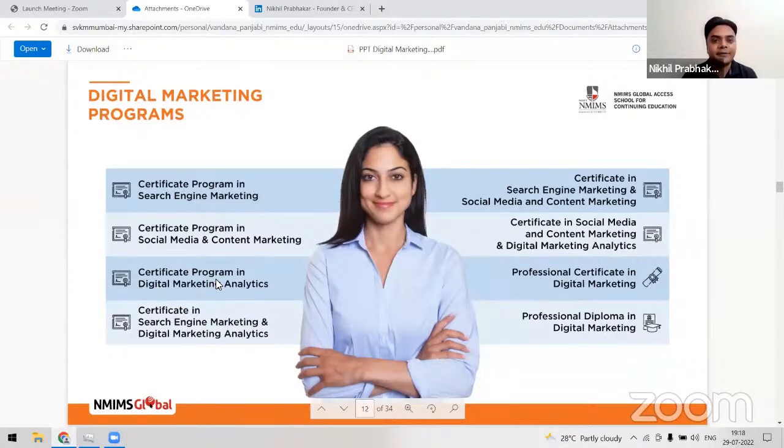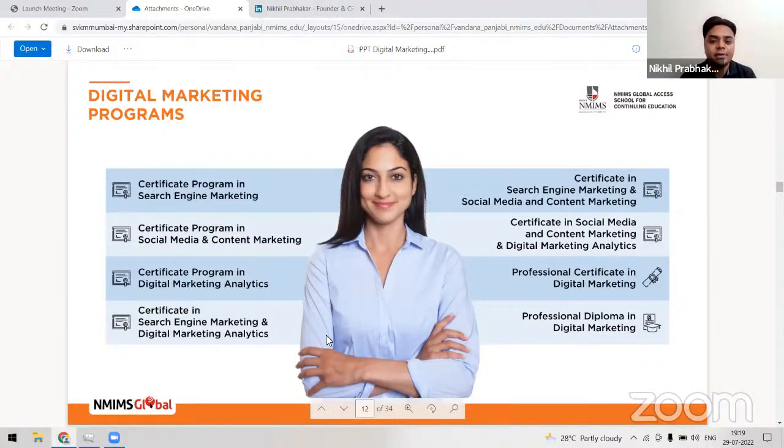This is where the certificate program in digital marketing analytics comes into the picture. Then you can also combine the two core modules to create a certificate, which is kind of combining the learning from both the modules. So you can combine these three core modules to get a certificate for both of them. Or you can have a professional certificate in digital marketing or a professional diploma in digital marketing.